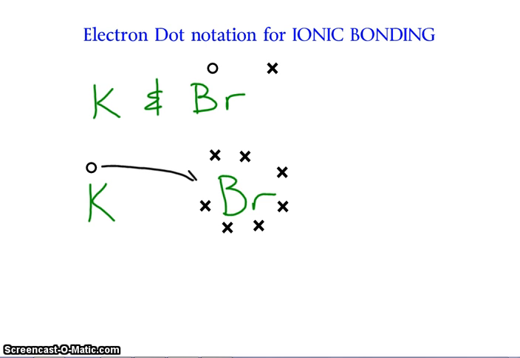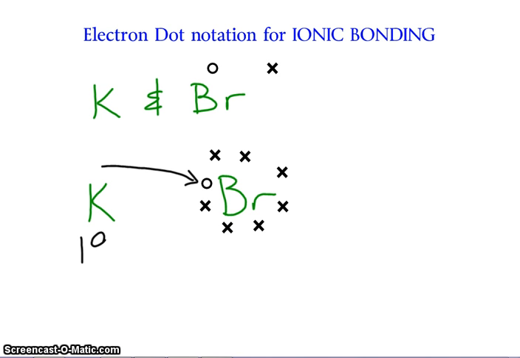Potassium is going to lose its 1 electron. It's 100% giving it up to bromine. And bromine is 100% taking it on. Does that mean potassium no longer has any electrons? No, that K represents all the inner electrons along with the nucleus. So what have we got now?